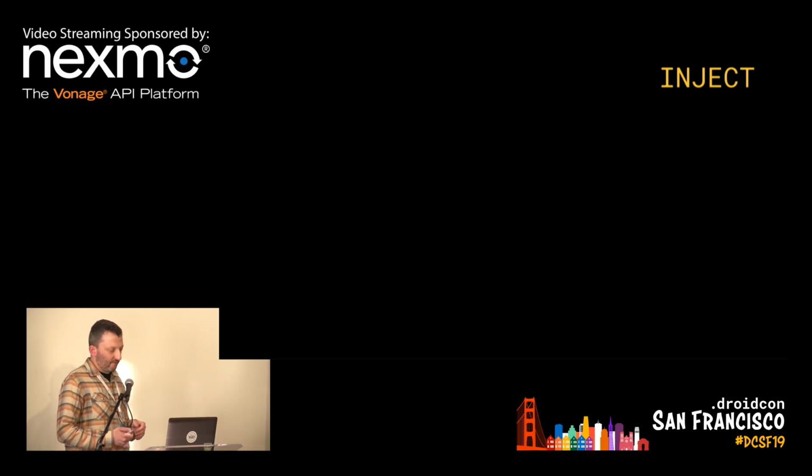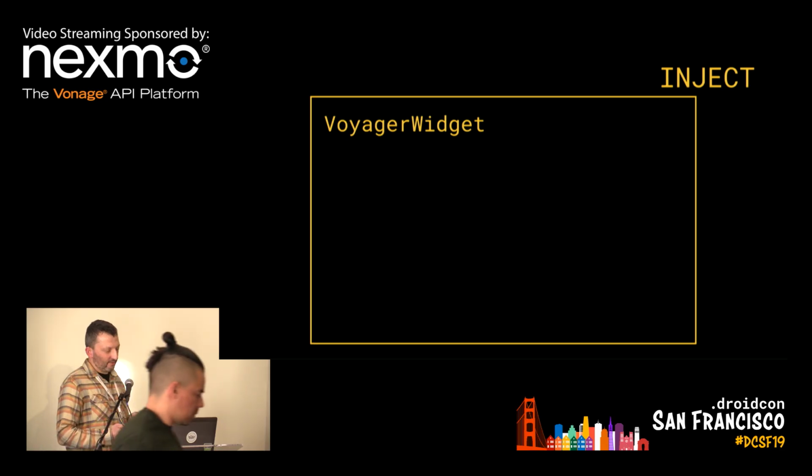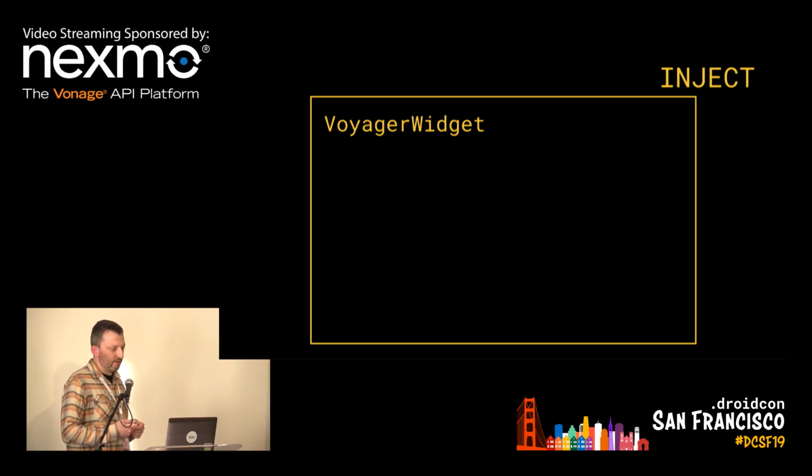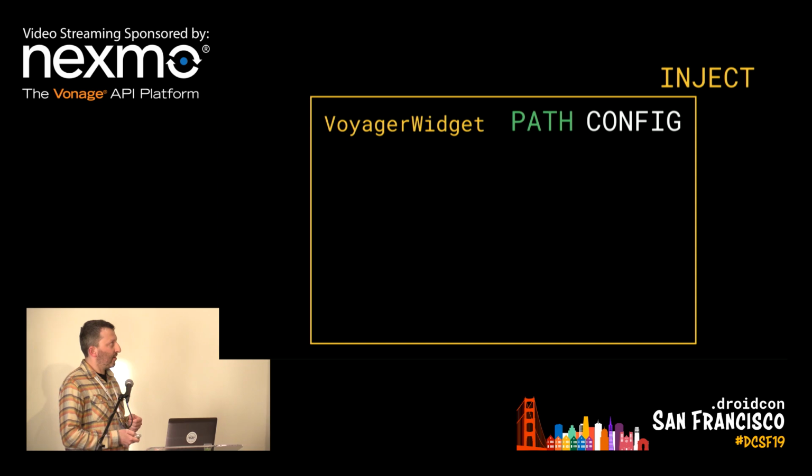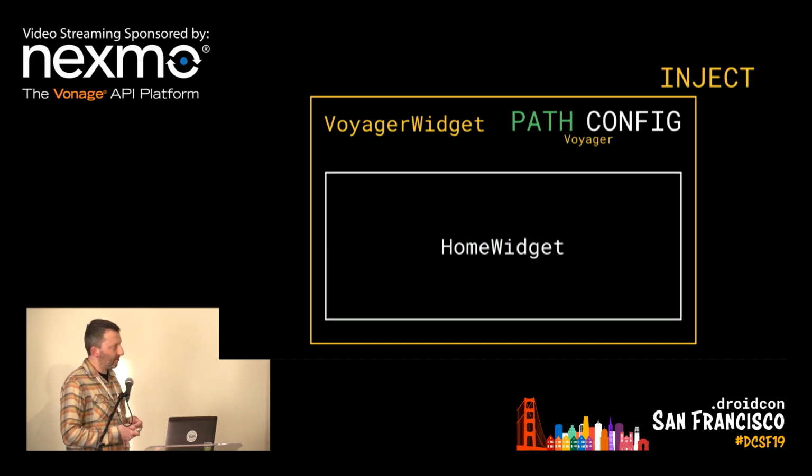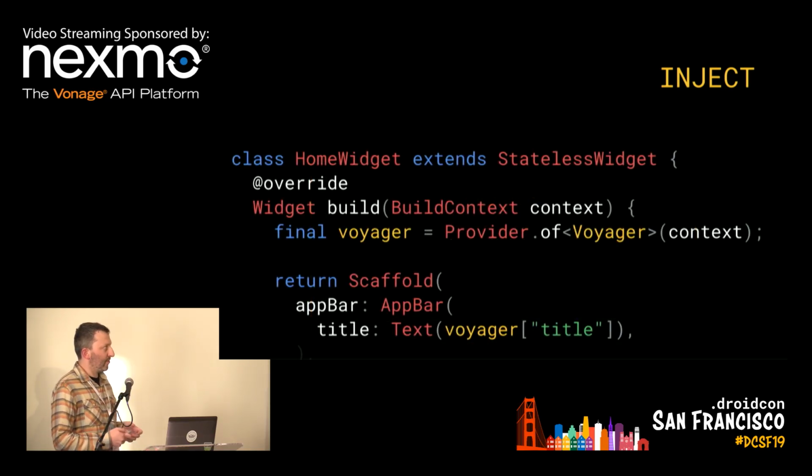So I mentioned on the slide, it's a dependency injection framework. I mean, maybe it's a little bit of an overstatement, but what Voyager is using underneath is provider. So what happens if you pass a path to Voyager widget, this path will be resolved to a config. And the config is then resolved to a Voyager instance. Voyager instance has information about which widget should be instantiated, and when this Voyager instance is being provided to the home widget, you can use it. And this is how you can use it.